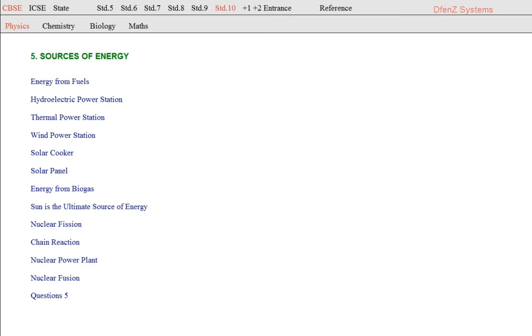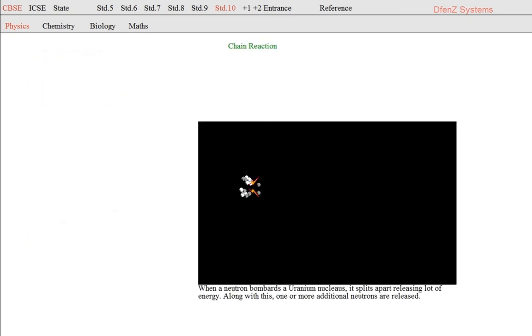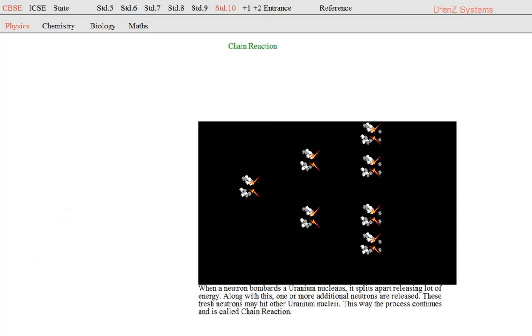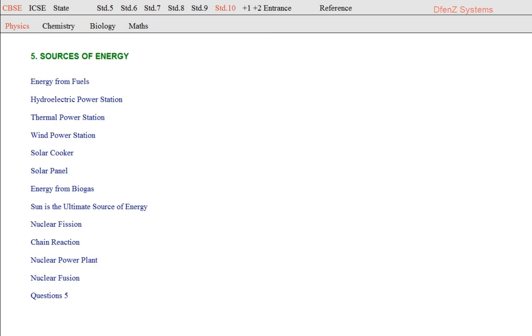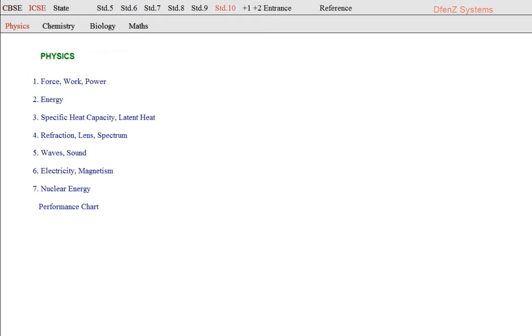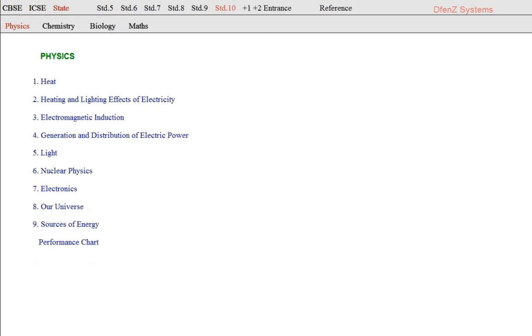Chain reaction. Nuclear fission proceeds in a chain reaction. Now we have seen physics under CBSE. If you click ICSE, you see the topics are changing, and in state also the topics are changing. Let us take an example in the state syllabus.